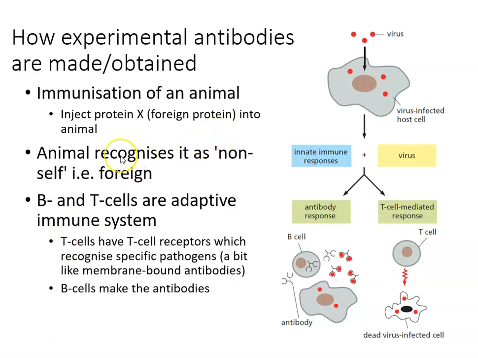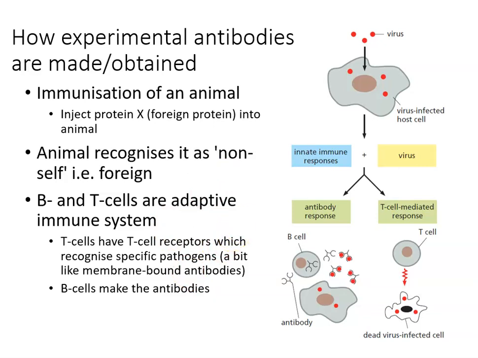If it does, it will recognize that protein X as being non-self, therefore foreign, and any B cells and also T cells, which I've not yet mentioned, that recognize that as foreign will work together to encourage a B cell population to make antibodies to protein X. So if you've got a B cell that just happens to be programmed to make antibodies to protein X, that B cell population will be activated and expanded, and then we'll have a large pool of B cells that make antibodies to protein X.